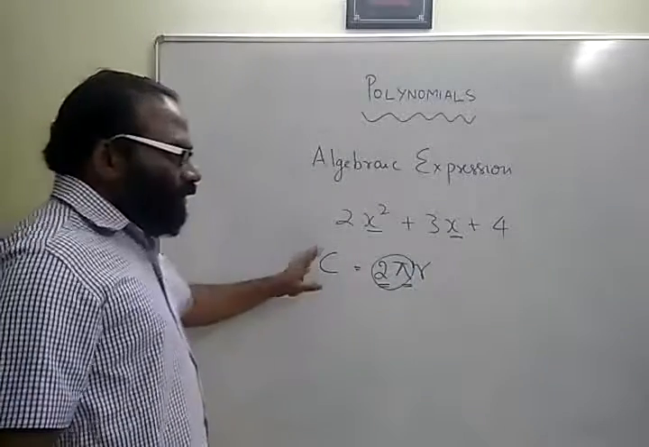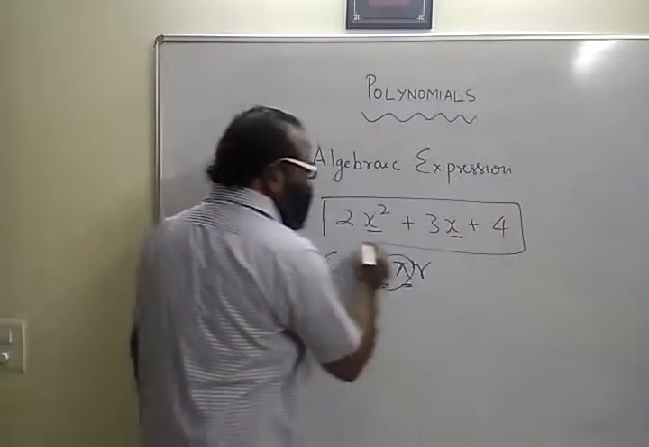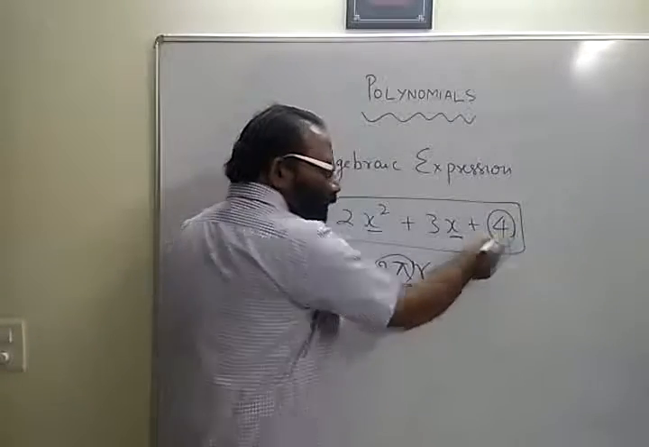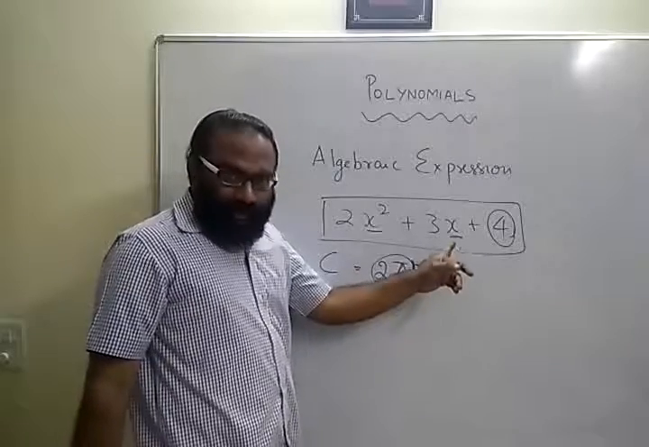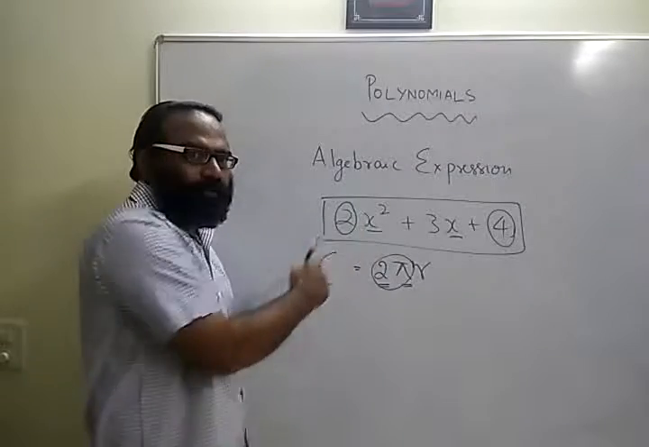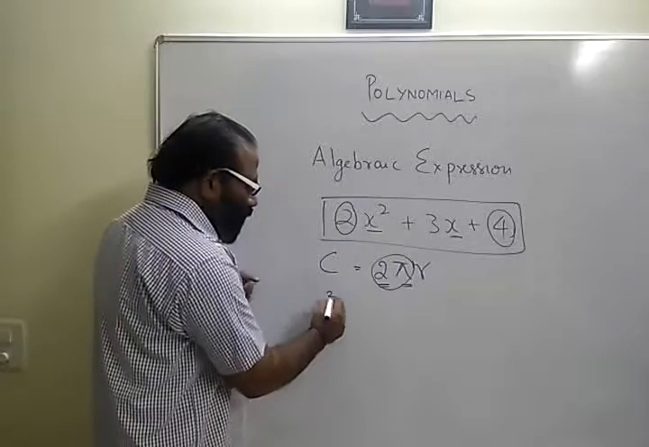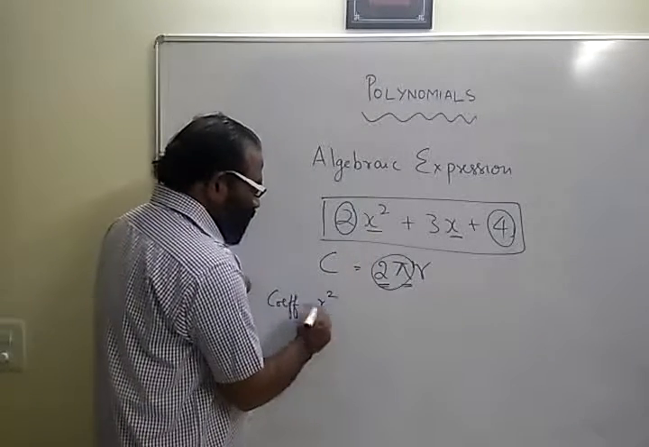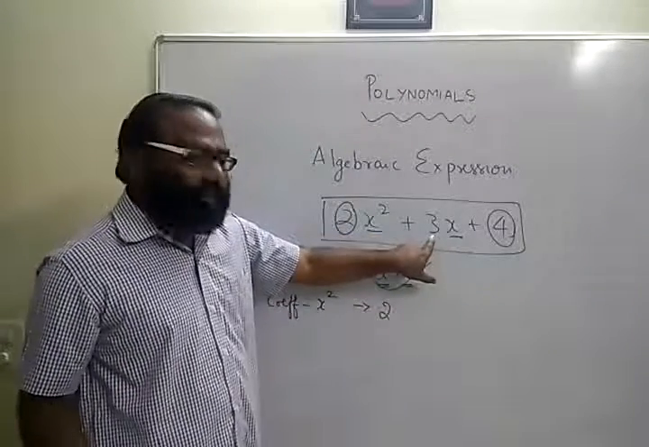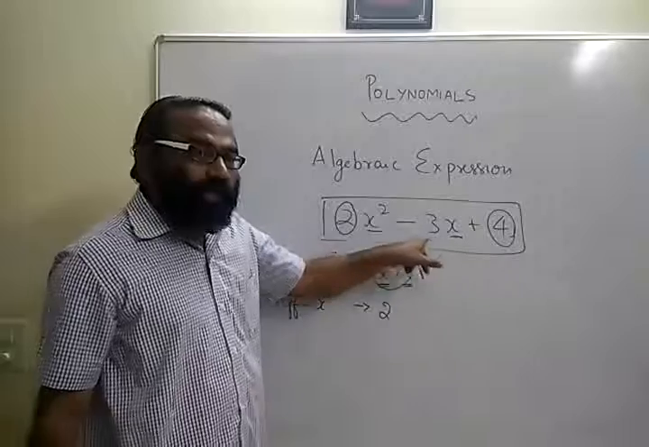So going by the same logic, in this particular expression, what is the constant? The constant is 4. The variable here is x, and the 2 here is referred to as the coefficient of x squared. So the coefficient of x squared is 2. And what is the coefficient of x? It is 3. Suppose there is a minus sign over here, the coefficient of x would be minus 3.